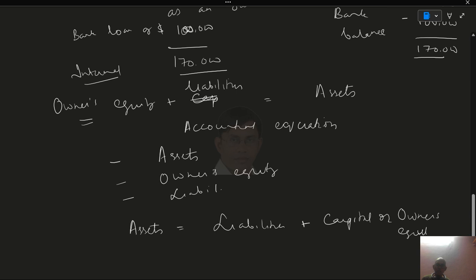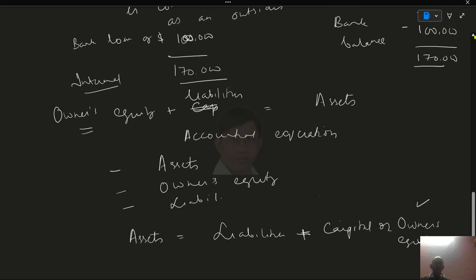Okay. So in AS level, most of the times they use the word owner's equity. They never use the word capital. So some authors prevent themselves from using the word capital. So don't get confused, and ultimately the concept is important. So the concept is crystal clear that assets is equal to liabilities plus capital or owner's equity. So this is what we have learned till now.